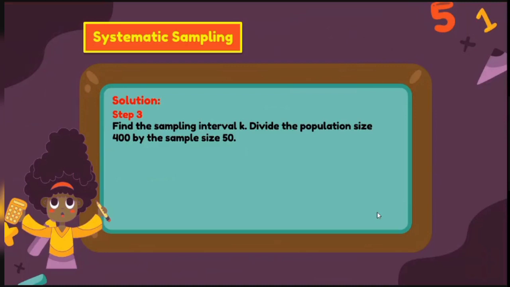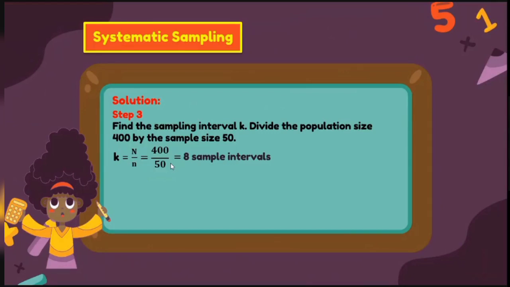So for our problem, we have 400 families, and we only need 50 families out of 400. So we will use this given formula. K is equal to capital N divided by smaller n. So we have 400 divided by 50. So 400 divided by 50 is equal to 8 as the sample interval.